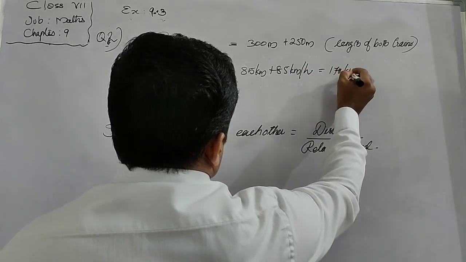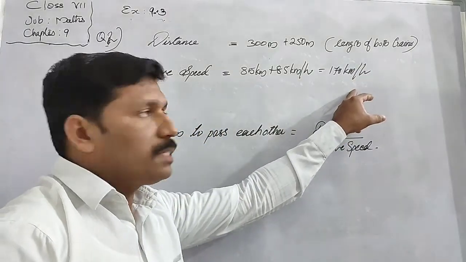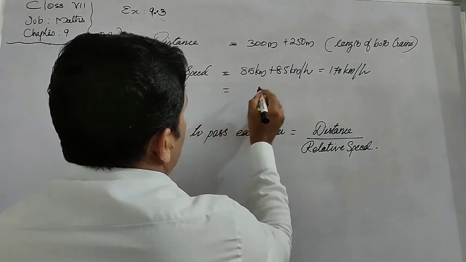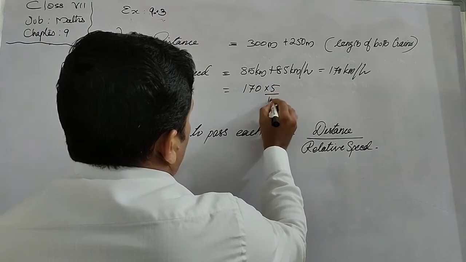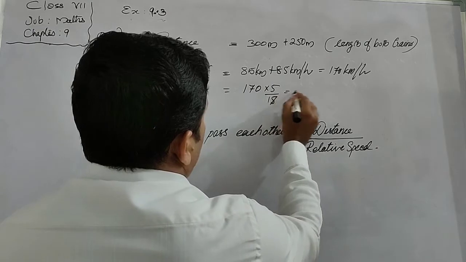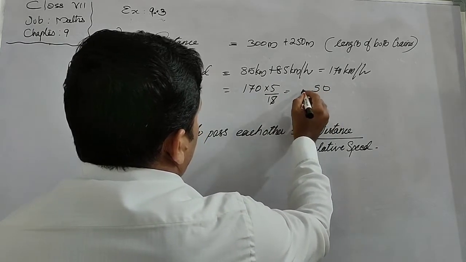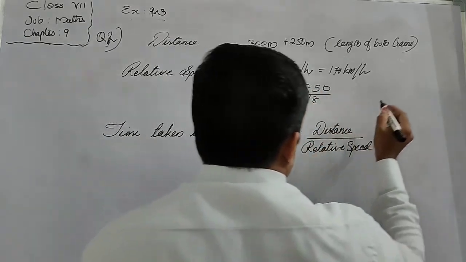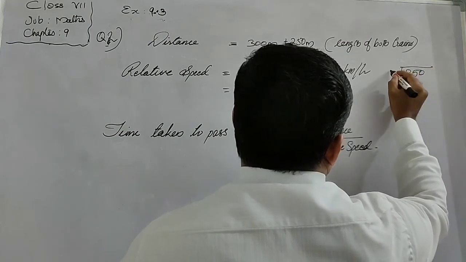170 km per hour. And students, here the kilometer per hour we have to change to meter per second, because here the distance is given in meter. So in order to change kilometer per hour into meter per second, we have to multiply by 5 upon 18. So we multiply 170 by 5, 850 divided by 18. That we can write here, 850 divided by 18.